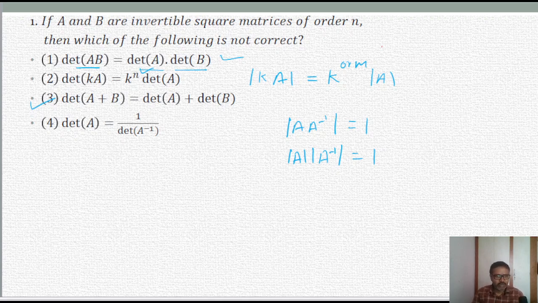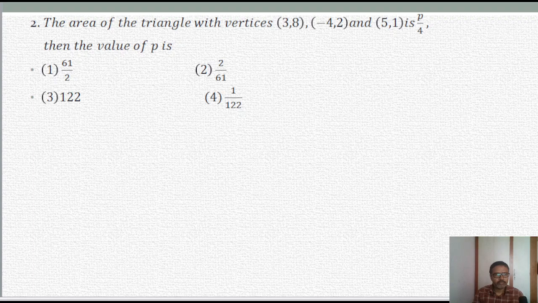Let's move on to the next one, friends. So the second question goes like this: the area of the triangle with vertices (3, 8), (-4, 2) and (5, 1) is P by 4. The area is given to us as P by 4, then the value of P they are asking. So however you want, you can solve. Basically in high school you have a formula. Otherwise, as a second PUC student writing KCET, we'll go with the determinants to solve this.